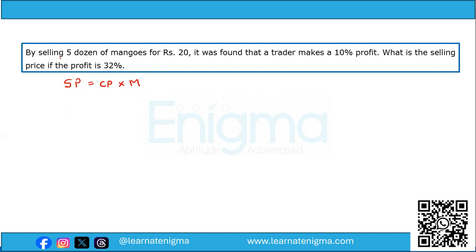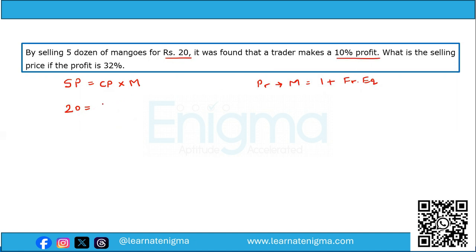Now, by selling 5 dozen of mangoes for rupees 20. So selling price is 20. Now, depending on if it is profit percentage or loss percentage, the value of M is decided. When there is profit, the value of M becomes 1 plus fraction equivalent of the percentage. So in this case, the trader is making 10% profit.